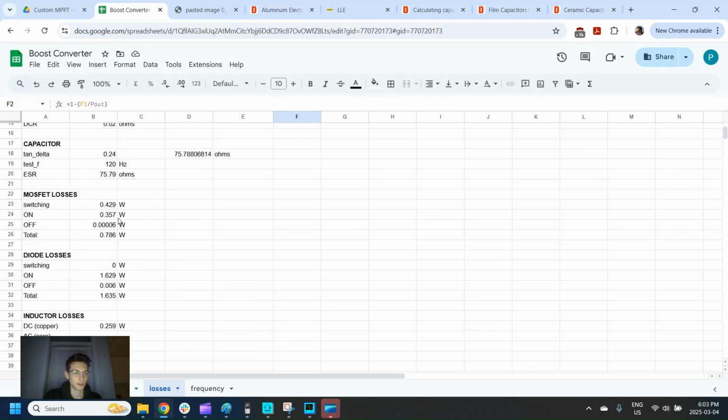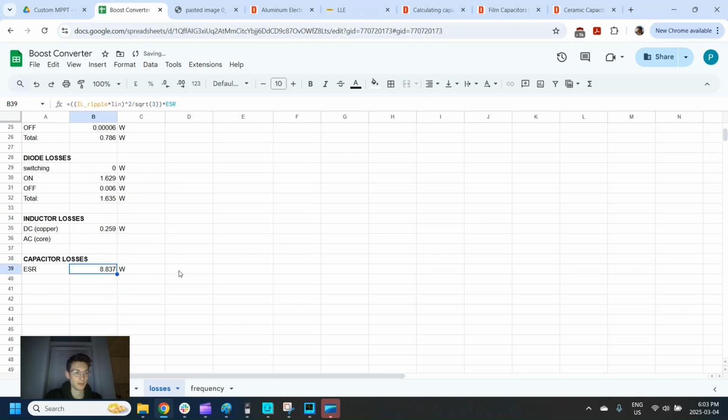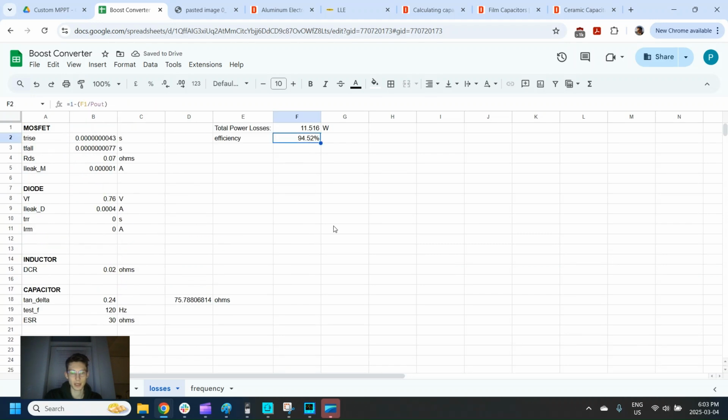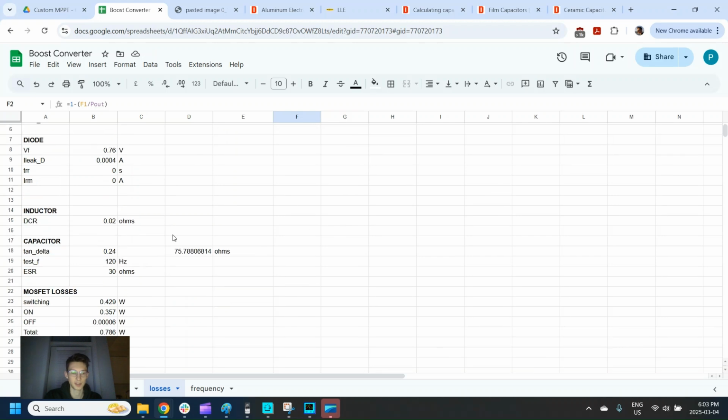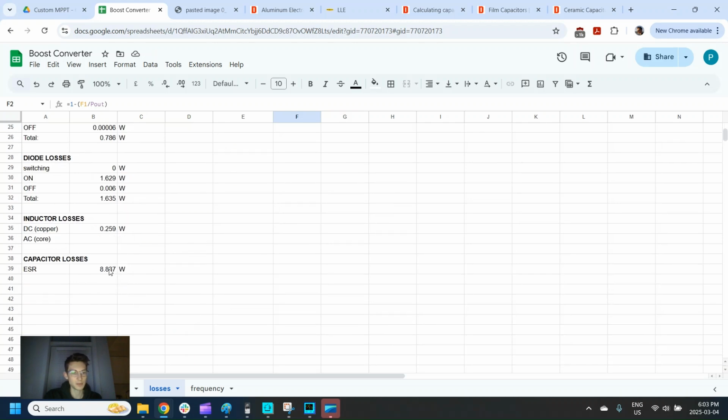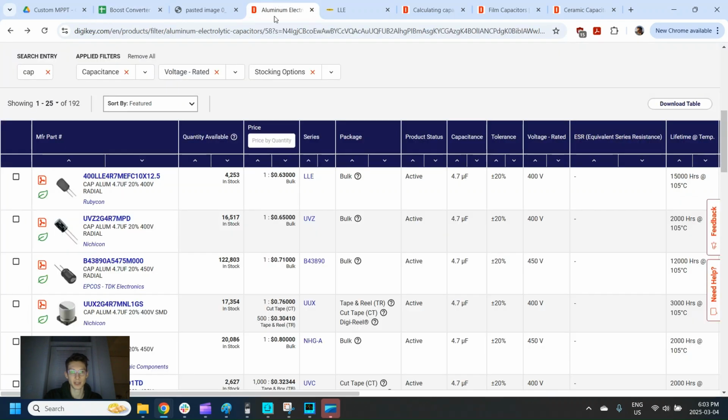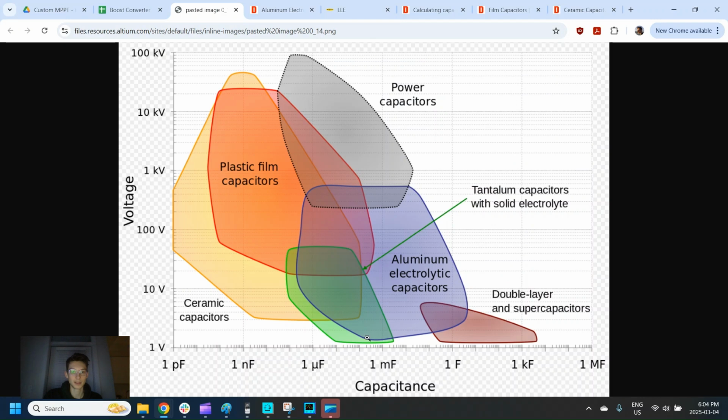Even at like 30 ohms, that's going to be 8 watts of power loss, which brings us down to 95% efficiency. So these might be possible if there's a better way to calculate the ESR, maybe at higher frequencies where the formula doesn't apply, but as far as I can tell, aluminum electrolytic are a little bit too inefficient for what we're looking at. So let's look at the next option, which is plastic film capacitors.